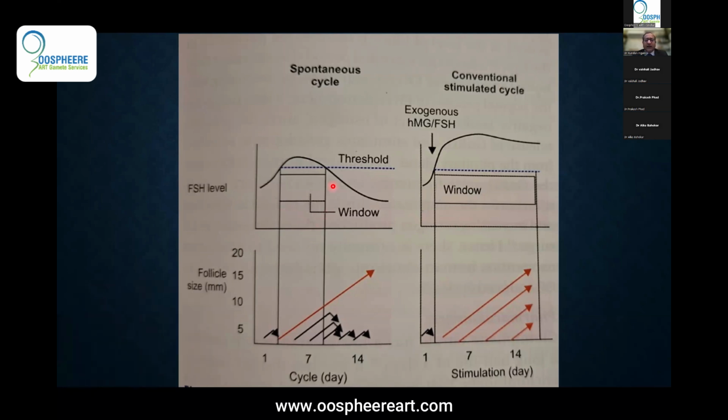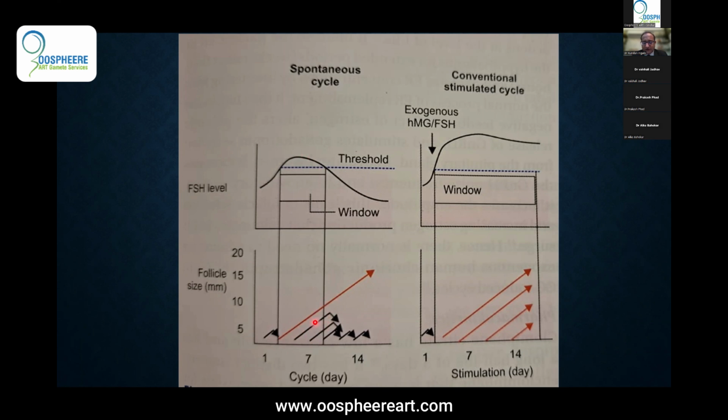Yeah. So as you can see in this picture, in a natural cycle on the second day, the FSH level is between 5 to 7. This level goes high in response to low estrogen on the first and second day. And on the second, third, fourth day, this FSH goes beyond this threshold line. Because of increasing FSH beyond threshold, we get 1, 2, 3 follicles selected or recruited.